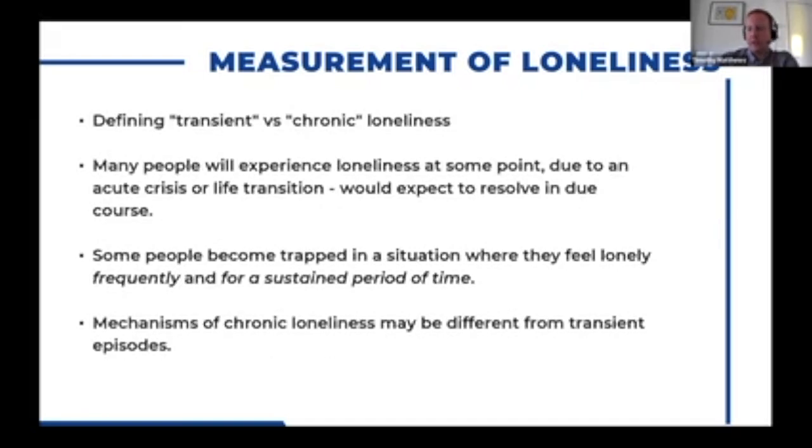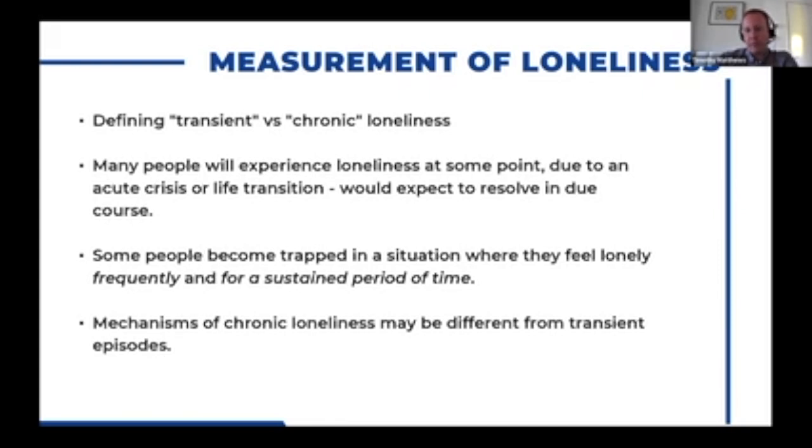So these are the issues that we're facing. First of all, how do we define what constitutes transient loneliness and what constitutes chronic loneliness? We can probably speculate that transient loneliness is something that arises due to the circumstances people find themselves in, like an acute crisis or a life transition. Whereas chronic loneliness might arise when people get stuck in a kind of vicious cycle due to difficulties with coping or negative patterns of thinking.